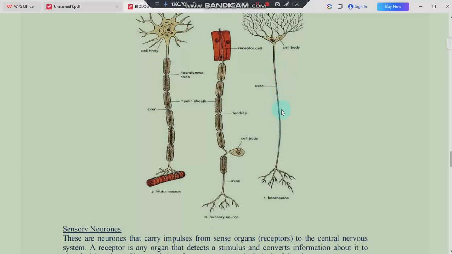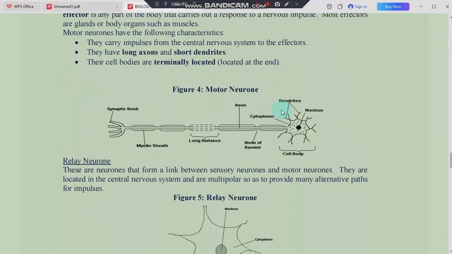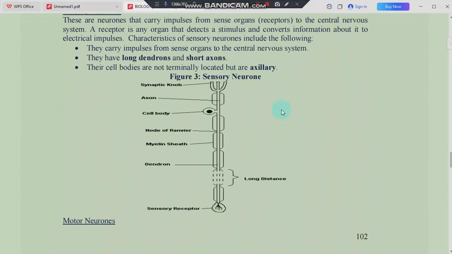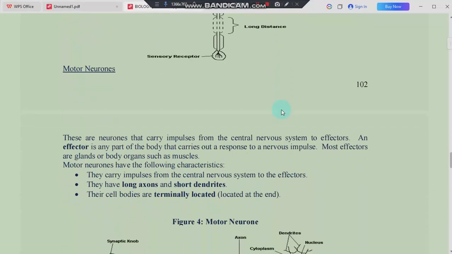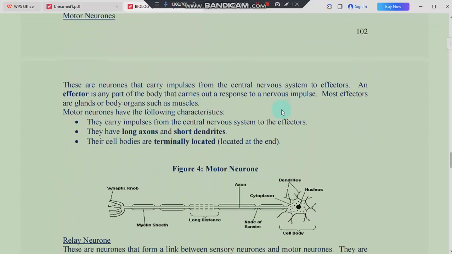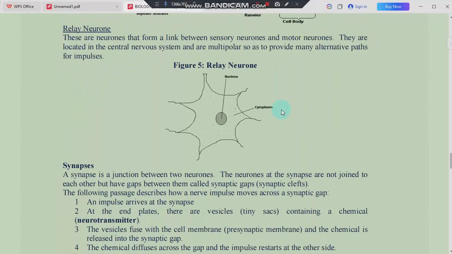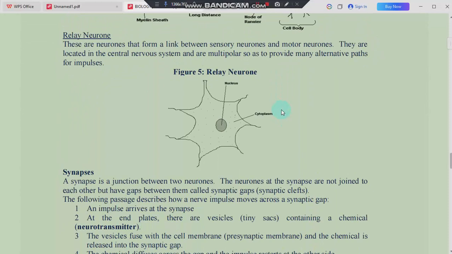And then we have the interneuron, which is also known as the relay neuron, which acts as a connector between the two neurons. And then further on, we discussed and said this sensory neuron has its cell body outside of the central nervous system. We also talked about the motor neuron, which has the cell body inside the central nervous system. And then we have the relay neuron, which is the connector between the two neurons.